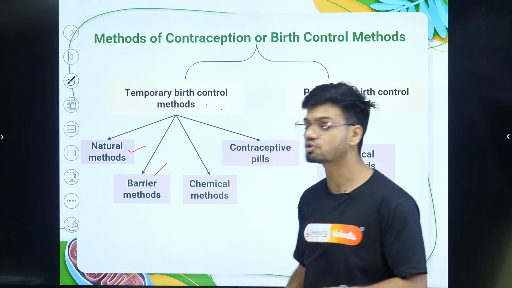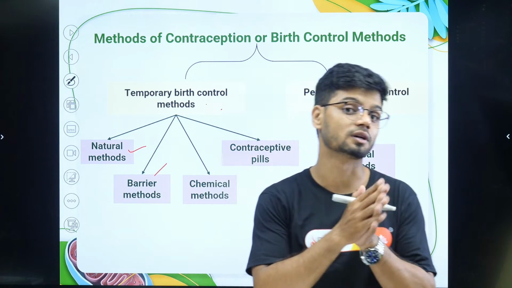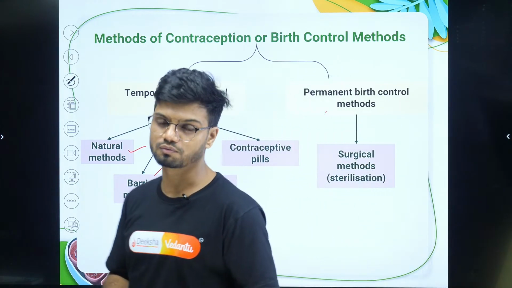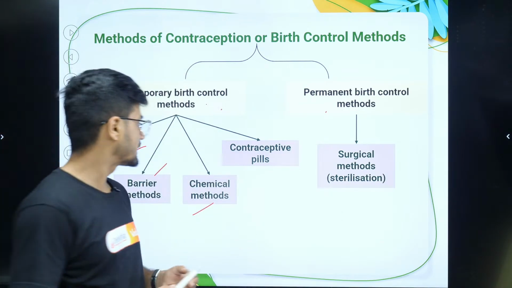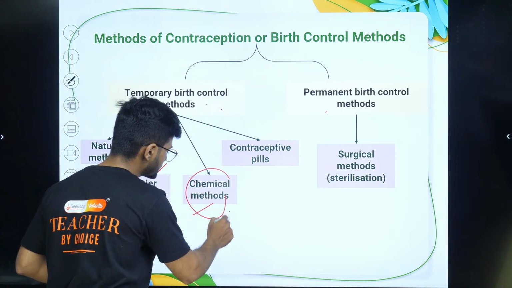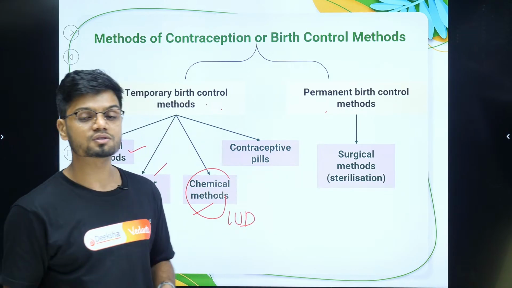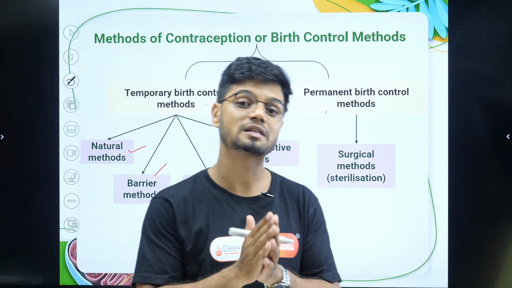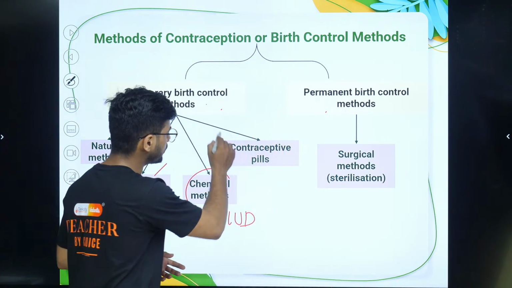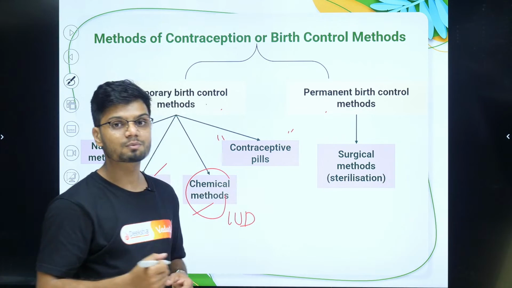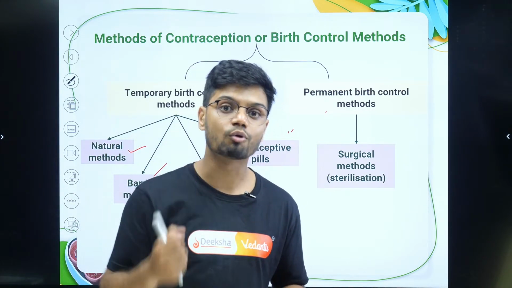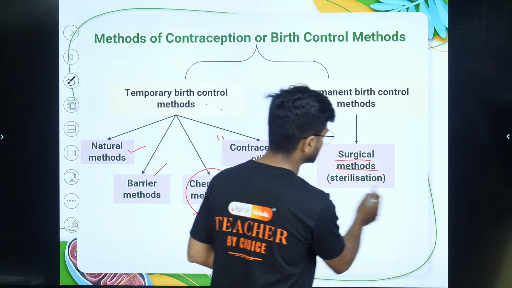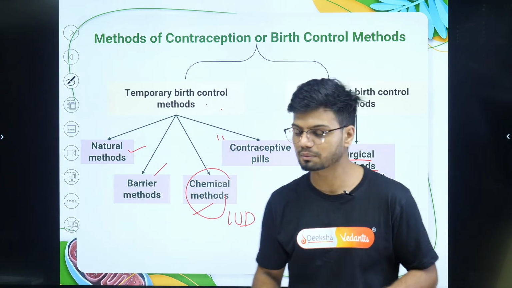Then you have barrier methods, which include condoms, diaphragms, cervical caps and vaults. Then we have the chemical methods, which include pills and IUDs. IUDs such as the copper releasing IUD, the hormone releasing IUD, and non-medicated IUDs such as Lippes loop. Then you have contraceptive pills, which are made up of hormones such as progesterone and estrogen. Then we have surgical methods such as vasectomy and tubectomy.